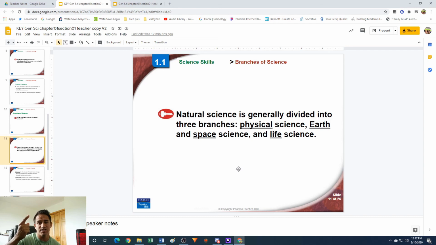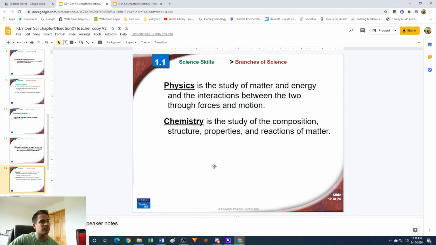So, we have yet to see real ghosts or actually measure them or observe them in any way, shape, or form, or Bigfoot, or angels, or aliens. So we consider them to be part of the supernatural, not the natural world. If it's part of the natural world, we can observe it in some way, shape, or form. So the natural sciences are typically broken up into three branches. Okay, we have physical science, earth and space, which sounds like two, but it's really just one. Okay, earth and space, and then life science.